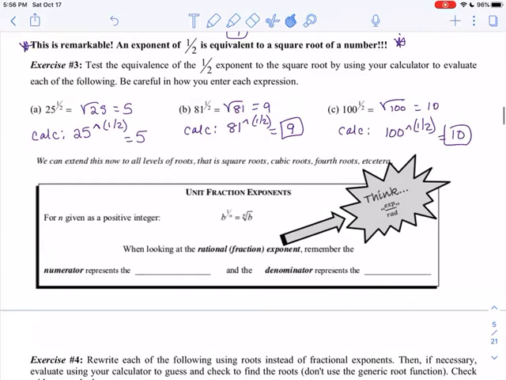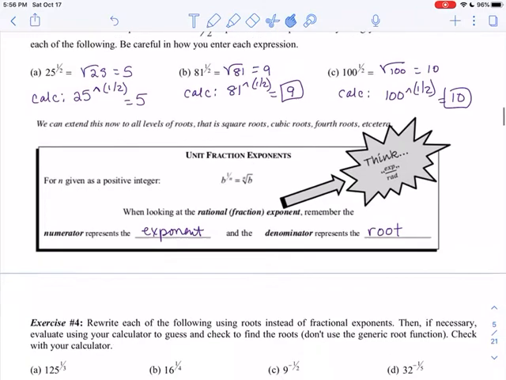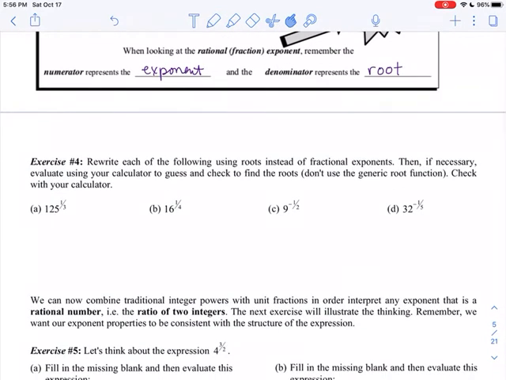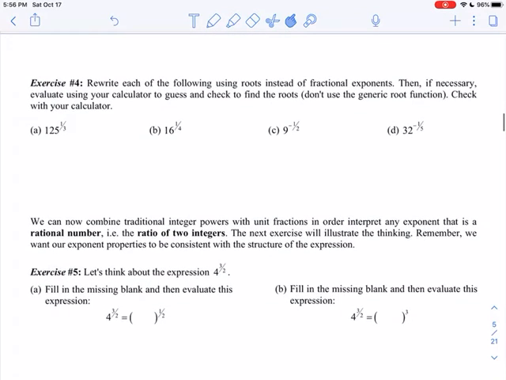for any number. Okay, so when looking at a rational or fractional exponent, remember the numerator represents the exponent and the denominator represents the radical or the root. So if it's a 1/2, 2 is the root. If it was 3, then I'm going to do the cubed root. All right, so we'll try some different ones here. Rewrite each of the following using roots instead of fractional exponents.